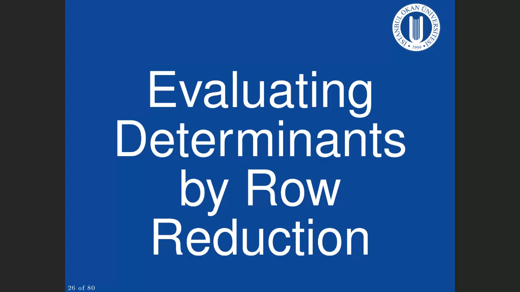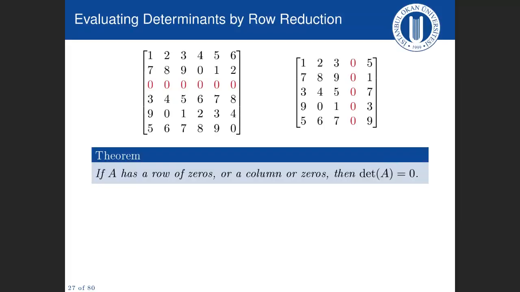Our next topic is evaluating determinants by row reduction. Theorem: if A has a row of zeros or a column of zeros, then the determinant of A is equal to 0.